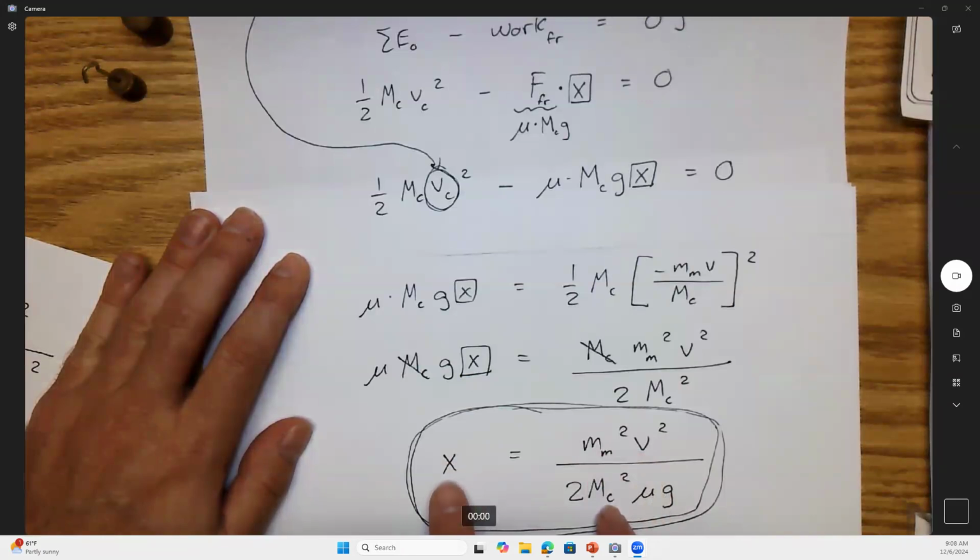Further or not as far? Not as far, right? Because that's an inverse type relationship. So if they ask that question, you say, oh, well, that's inverse. The more mass the cannon has, the less far it slides. Okay. What if you increase the friction?